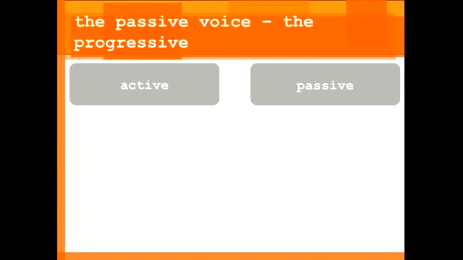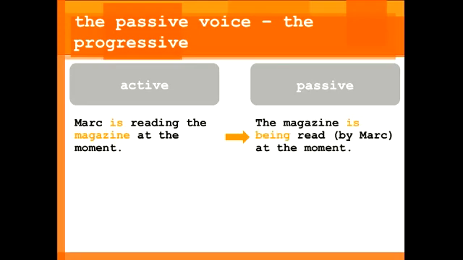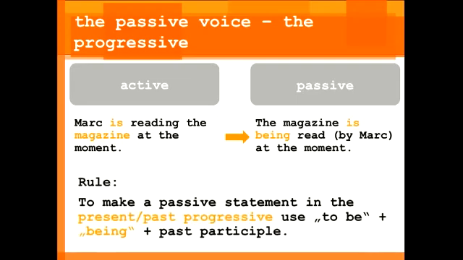And the last chapter before we have a couple of exercises for you is the passive voice and the progressive. Here's an active sentence. Mark is reading the magazine at the moment. Now we can actually put this into the passive and it becomes the magazine is being read by Mark at the moment. And here's your rule.